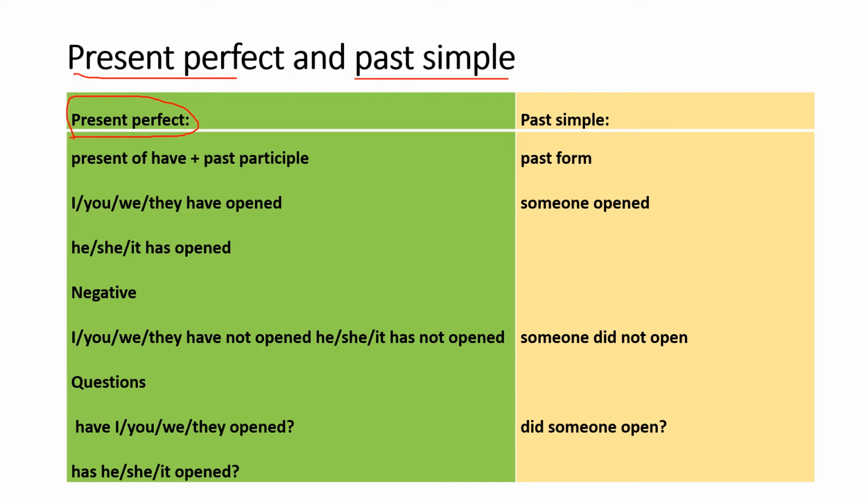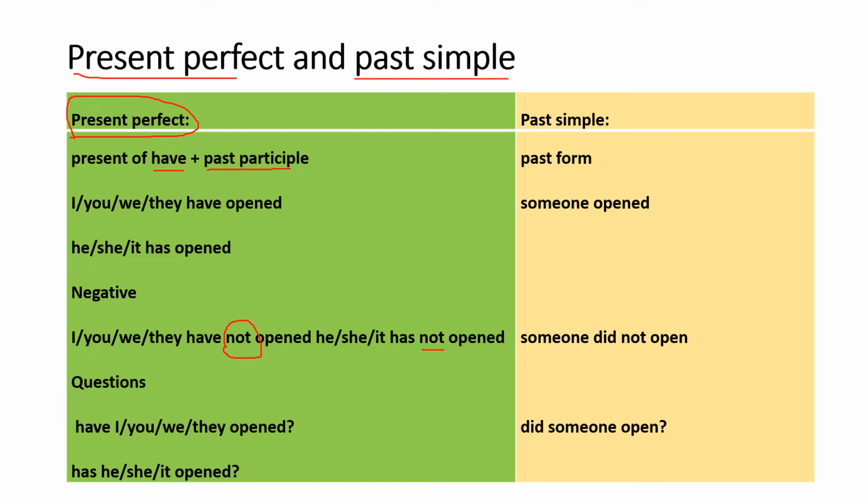As you know, we form a sentence in the present perfect using have plus the past participle. These are some examples: when we say I have opened, we have opened, etc., or she has opened, or it has opened. For the negative, we just use the negative particle not and put it after have or has. So we say they have not opened or she has not opened.